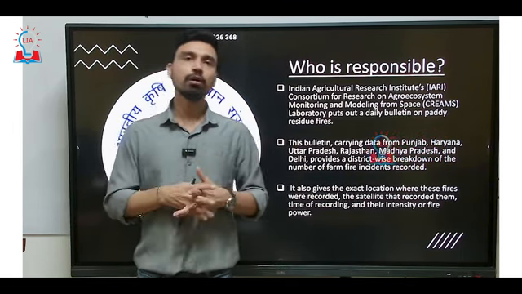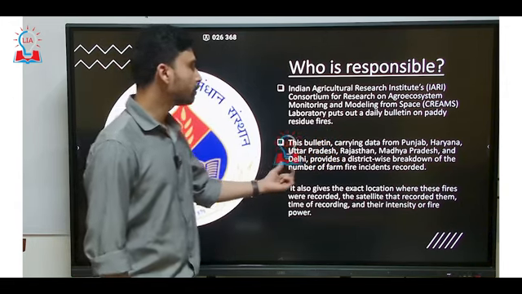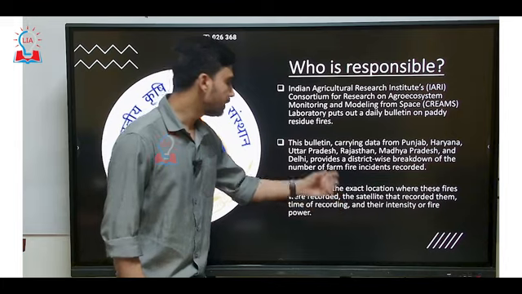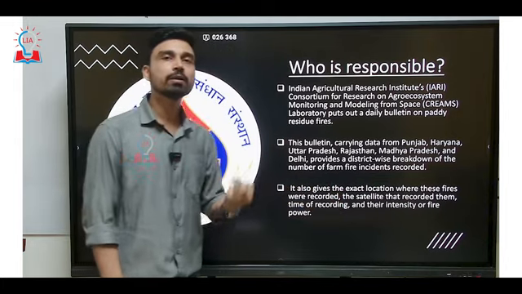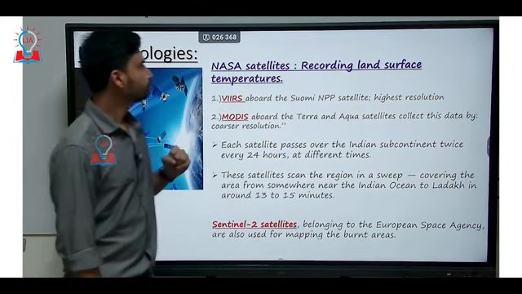Then this bulletin that carries data from the 6 states that we have discussed before, and Delhi, provides a district-wise breakdown of the number of farm fire incidents that are recorded. Not only that, it also gives the exact location where these fires are recorded, the satellite that records them, the time of recording, and the intensity or firepower associated with each of the farm fire incidents.